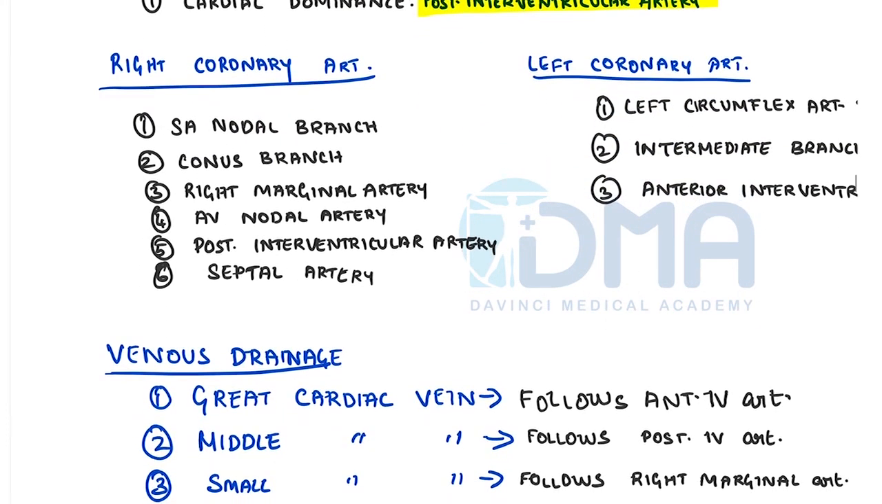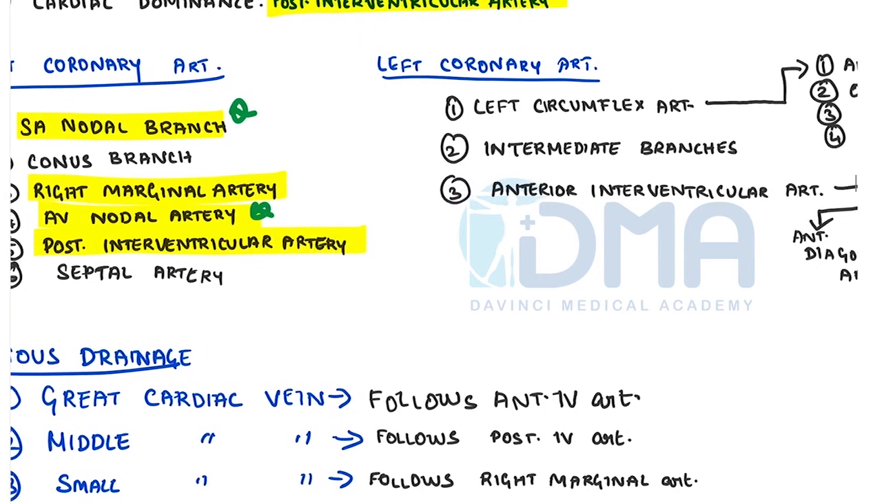So the right coronary artery gives rise to the following branches: the SA nodal branch, the right marginal artery, the AV nodal artery, and the posterior interventricular artery if it is right cardiac dominant. So these are the important ones. The most important MCQ they are going to ask here is that the SA node is supplied by the SA nodal branch from the right coronary artery, and the AV node is also supplied by the AV nodal artery from your right coronary artery. You should never forget this, people.